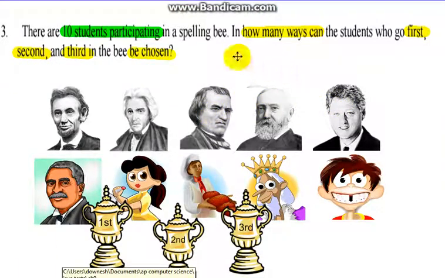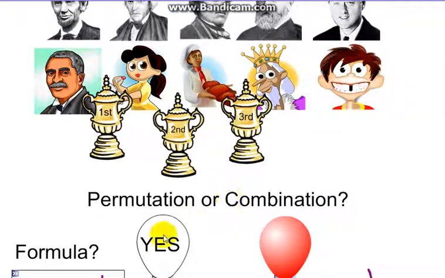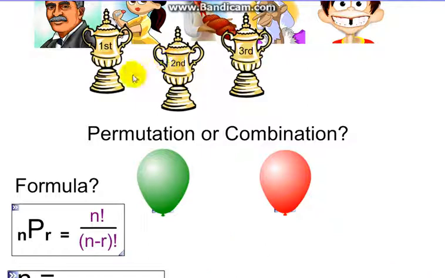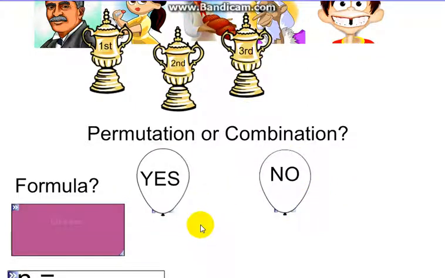Number 3 says there are 10 students participating in a spelling bee. In how many ways can the students who go first, second, and third in the bee be chosen? So how many different ways can we choose first, second, and third place? So we want to find out, is this a permutation or a combination? And I let the kids choose. If you say it's a combination, nope. If it's a permutation, yes. So this is a permutation. That means we're going to use the formula with the P in it.